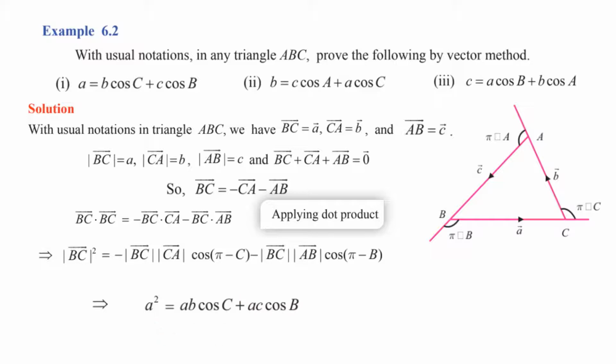So further, if you're going to divide the whole thing by A, you will get A is equal to B cos C plus C cos B. So now we have proved that A is equal to B cos C plus C cos B. The same can be applied, and we can prove the other two formulas.